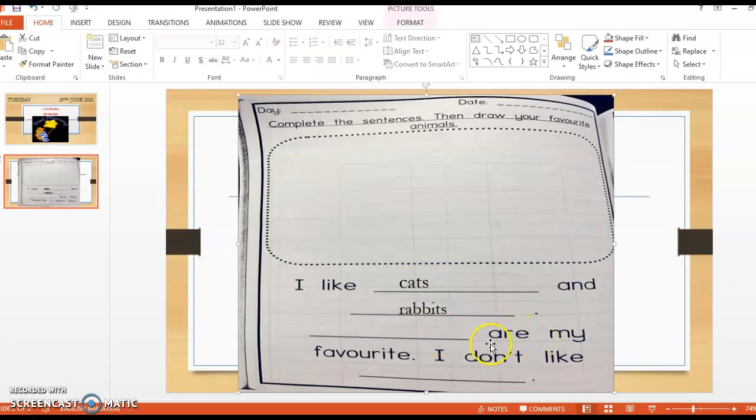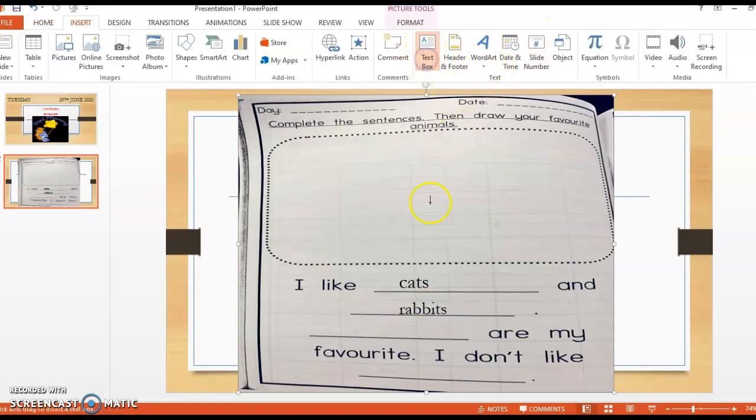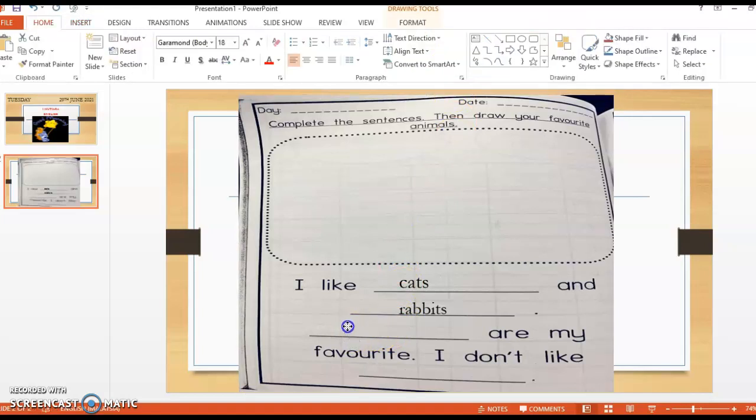Okay, are my favorite. Okay, lagi satu haiwan yang paling awak suka. Okay, contohnya apa yang awak suka? Maybe birds. Okay, birds lah. Kita ambil birds. Mungkin awak suka burung. Okay, we write here bird. B-I-R-D-S, birds. Okay, birds. And then bawah dia, I don't like.